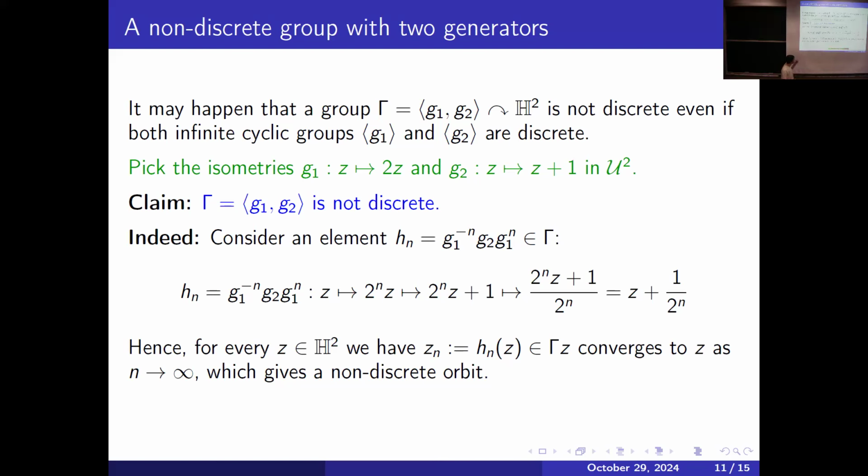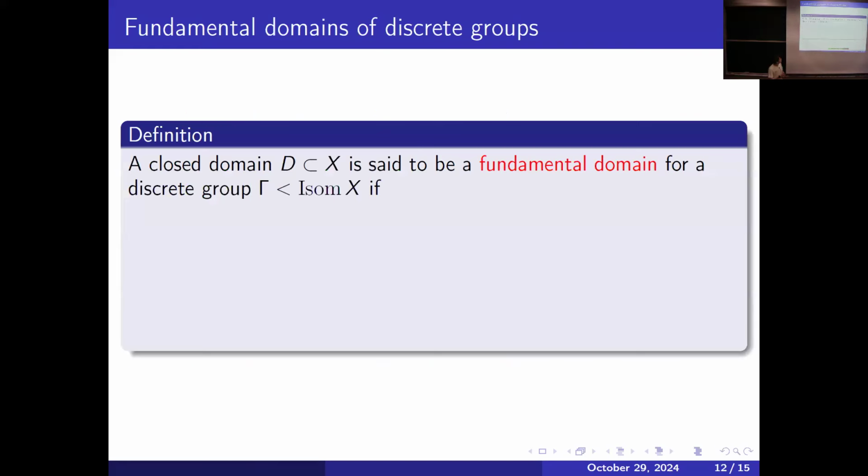So yeah, but an important general fact is that the issue is that these two isometries have a common fixed point on the boundary. That's an issue. Okay, now I want to define a very important notion of the theory of discrete groups, and this is the notion of a fundamental domain.